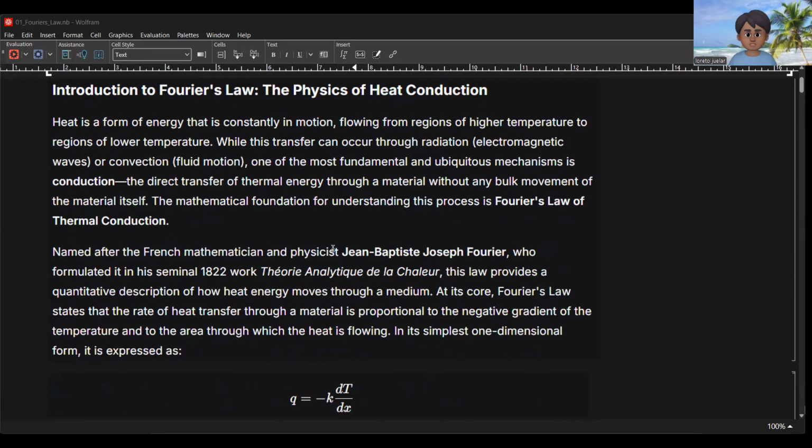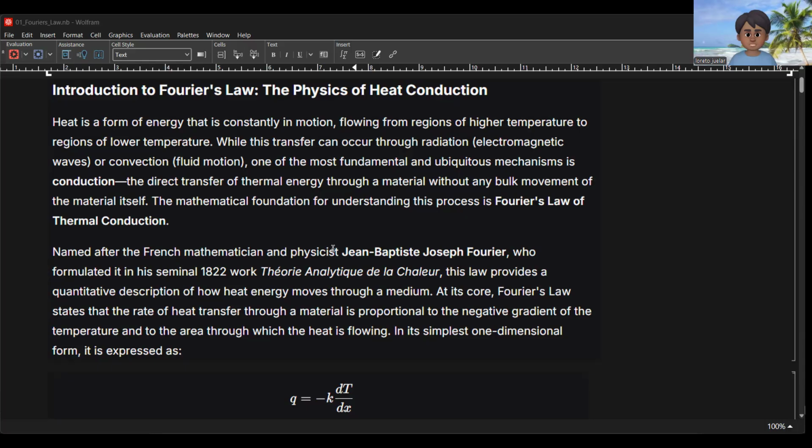Fourier's law explains how heat is transferred by conduction, which is the movement of thermal energy through a material without the material itself moving. Heat naturally flows from regions of higher temperature to lower temperature, although heat can also be transferred by convection and radiation.